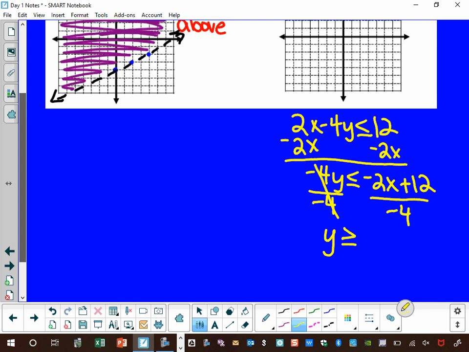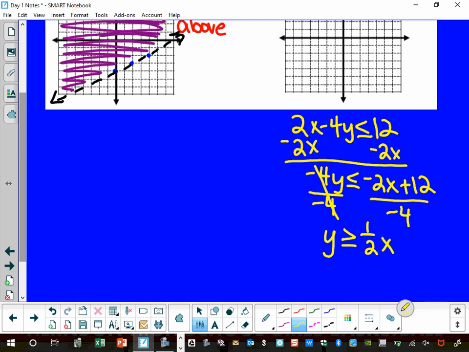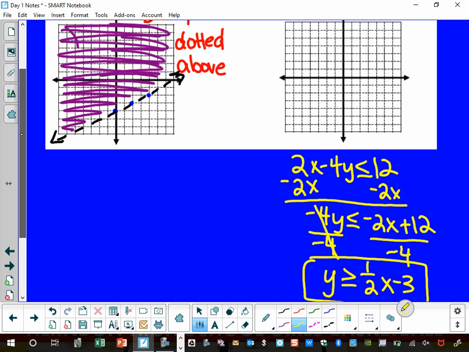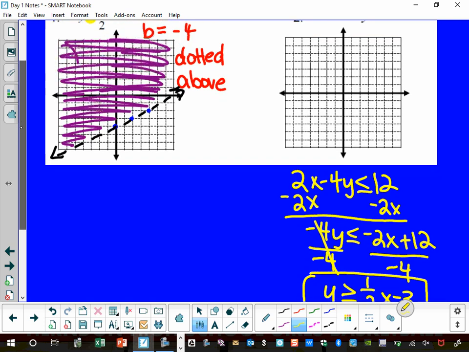You multiply it. Negative 2 divided by negative 4 is 1/2, so 1/2 x. And then what is positive 12 divided by negative 4? Negative 3. Okay, so this is my answer. This is what I'm going to be using to analyze. All right, 1/2 x minus 3.